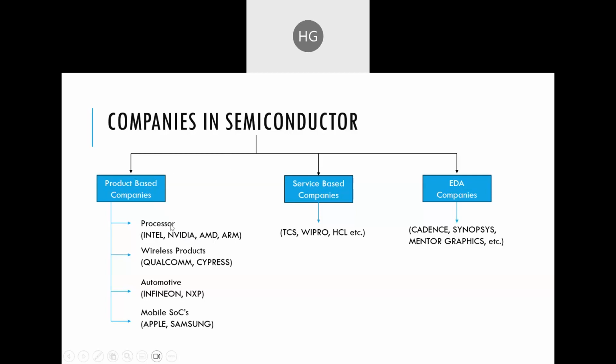There are some wireless products, like wireless communication and communication chips, made by Qualcomm and Cypress. There is the automotive area, where chips are also used in the automobile industry. Those are made by Infineon and NXP. We also have mobile SoCs, from some recognized companies, Apple and Samsung.